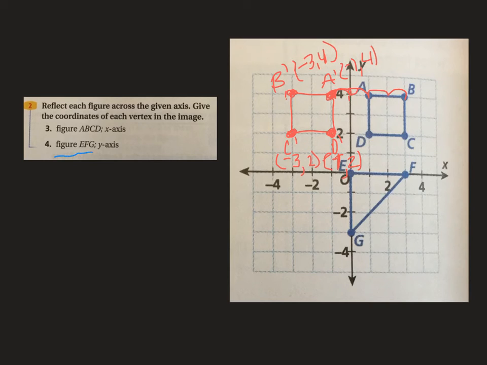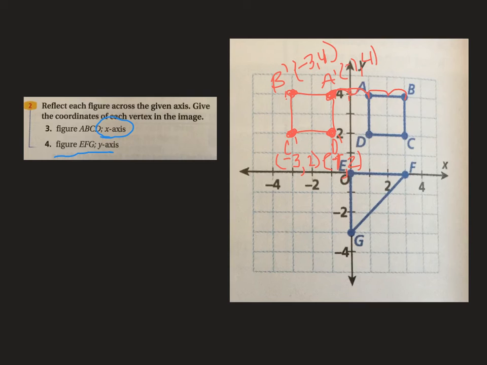Figure EFG across the y-axis. Oh my goodness. I just reflected ABCD across the y-axis, not the x-axis. Oh, come on. Now you know that we need to read directions. Okay, well, I don't really want to do it again. So don't make my mistake.